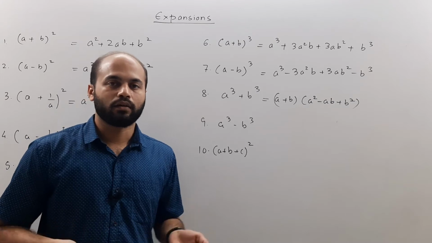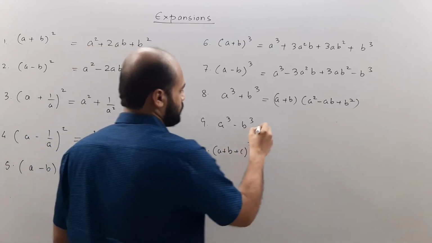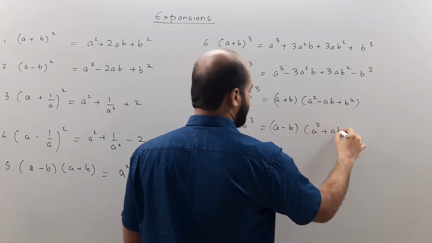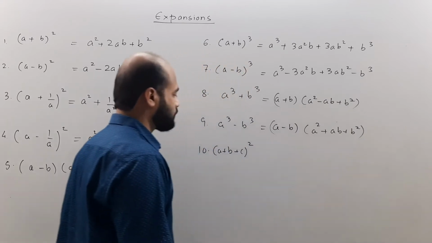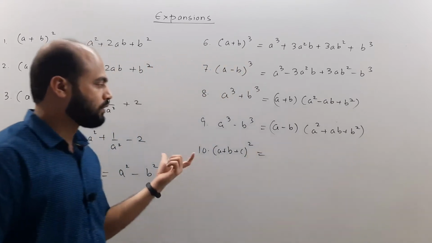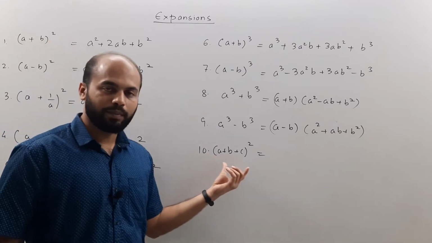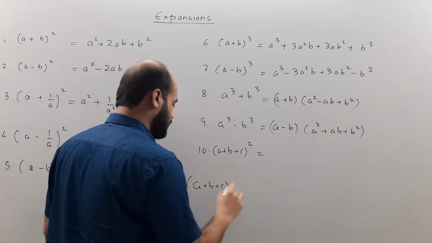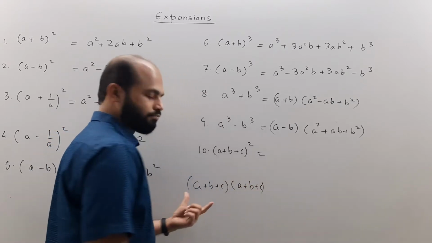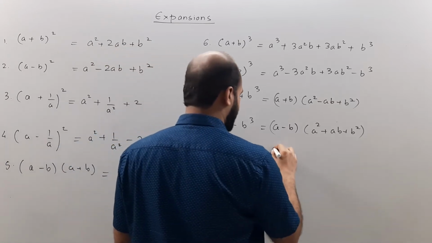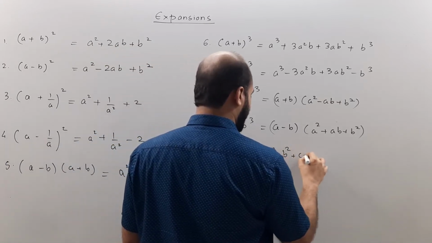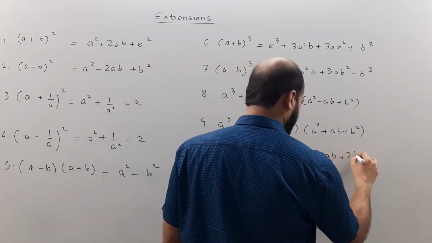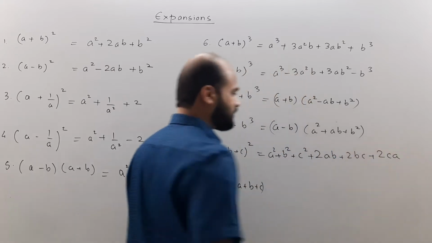You should know these at any given point of time. Similarly, a³ − b³ would be written as (a−b)(a² + ab + b²). And finally, this one is just like multiplying (a+b+c) by (a+b+c). If you multiply these two brackets, we get the final expansion as a² + b² + c² + 2ab + 2bc + 2ca.